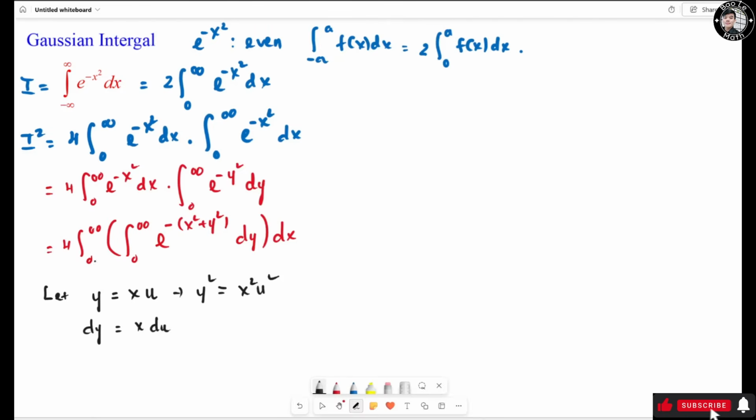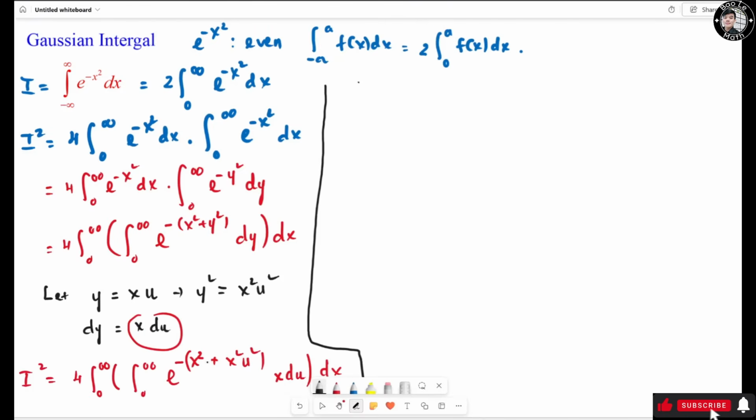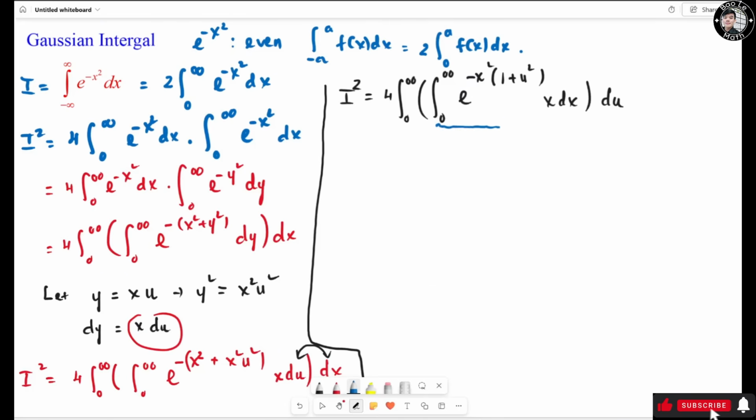I substitute back over here, so I have, now I'm going to factor x squared out, I can swap these two guys, right? Now look at this guy right here. You are calculating the integral of the one inside parentheses with respect to x, right? So you're going to treat u as a constant, right? So look at this one right here.